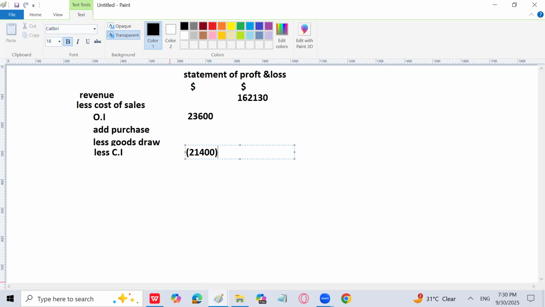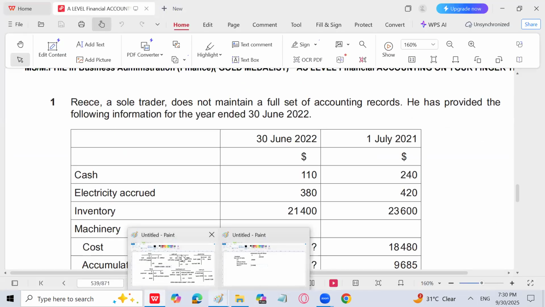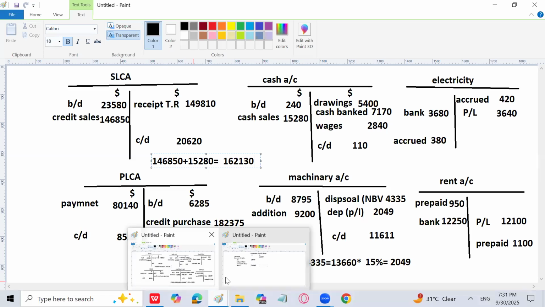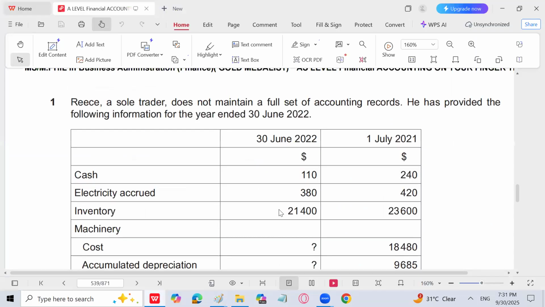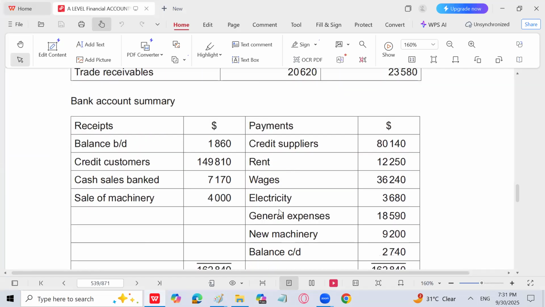Now purchases, we have already calculated purchases through our PLCA, the purchase ledger control account. And the purchases are 182,375. There are no cash purchases. I'll write 182,375 here. Then let's talk about the carriage inward, if it is given in the question, or purchase return. There is nothing like that.